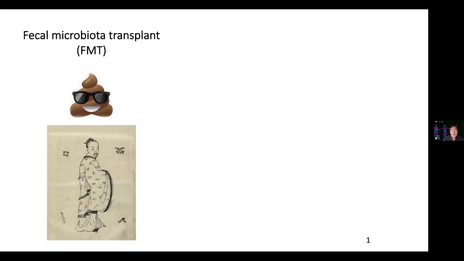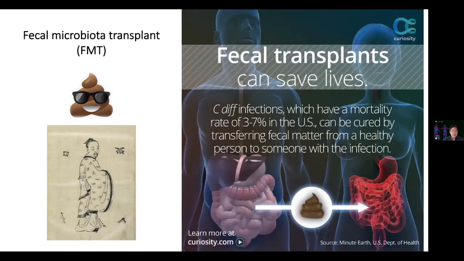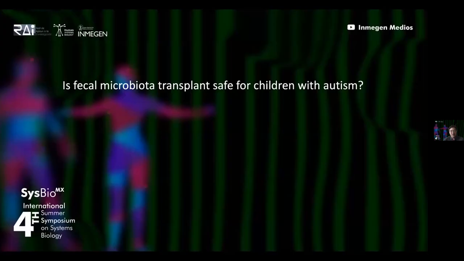This was used as a medication in China in the old times, and nowadays it is a very effective way to treat recurrent Clostridium difficile infections. This is the only medication available for patients who have C. diff infections. So we thought at the time it was not a wild idea to treat children with autism.